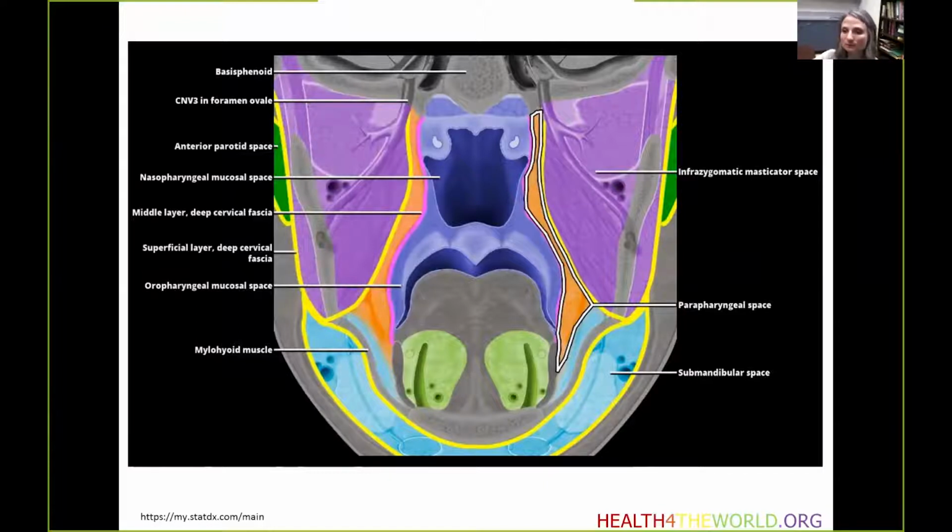This coronal graphic indicates the location of the peripharyngeal space, and it extends from the skull base superiorly to the level of the submandibular space. It empties, so to speak, into the posterior submandibular space along the posterior margin of the mylohyoid muscle. And it is therefore possible for a disease that breaks into the peripharyngeal space to present inferiorly as an angle of mandible mass due to its anatomy.